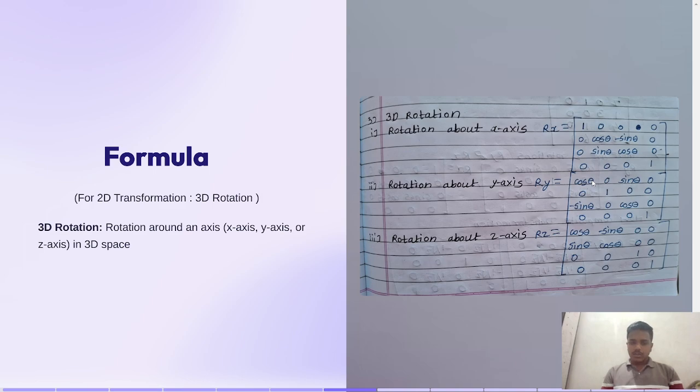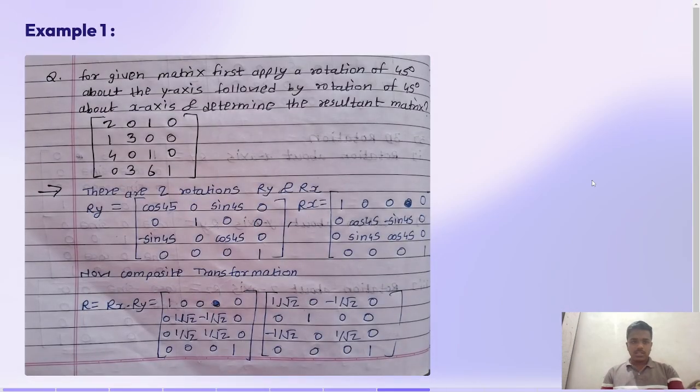3D rotation is the rotation around an axis, x-axis, y-axis, or z-axis, in 3D space. So let's discuss an example. For the given matrix, first apply a rotation of 45 degrees about the y-axis, followed by a rotation of 45 degrees about the x-axis. Determine the resultant matrix. First of all, there are two rotations, Ry and Rx.